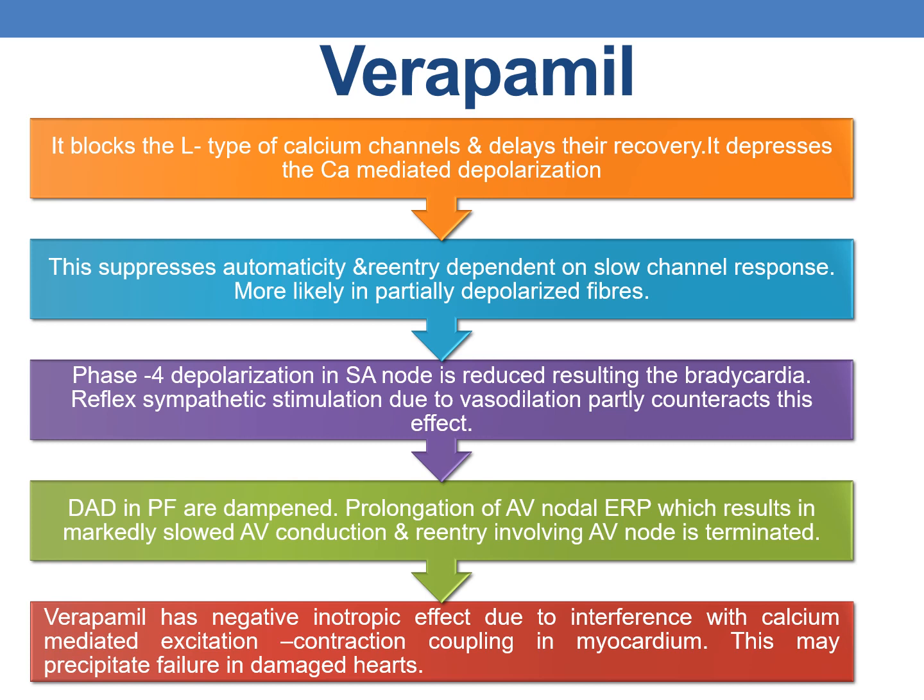One more important point is that phase 4 depolarization in SA node is reduced. Verapamil reduces the phase 4 depolarization in SA node, resulting in bradycardia. Bradycardia is an adverse effect of Verapamil. And the reflex sympathetic stimulation due to vasodilation partly counteracts the bradycardia effect.